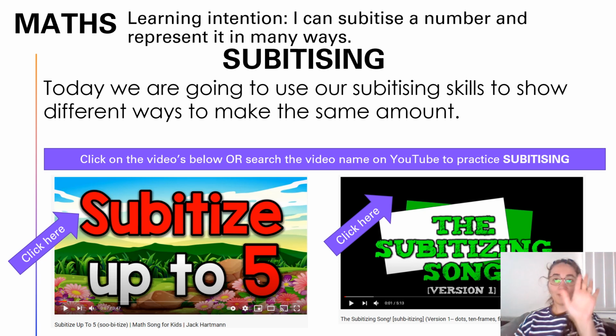So it could be 5. If we have 5, we're going to look at different ways we show 5, just through dots. And we're going to keep it simple. So again, please pause this video, practice your subitizing with these fun dancing and chilling out songs. So subitize up to 5 and the subitizing song. And come back and we'll have a go at completing the task together.